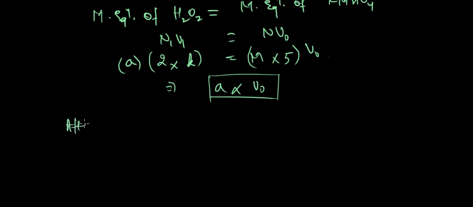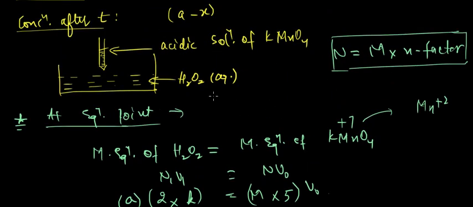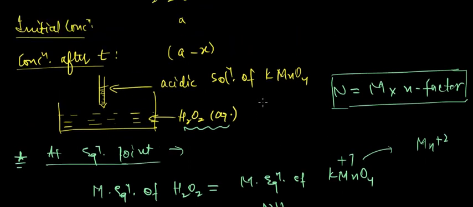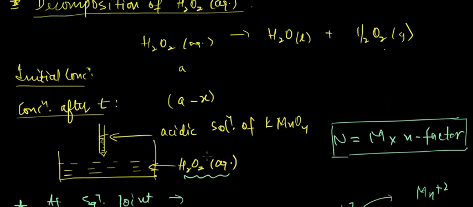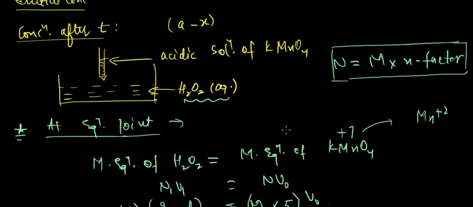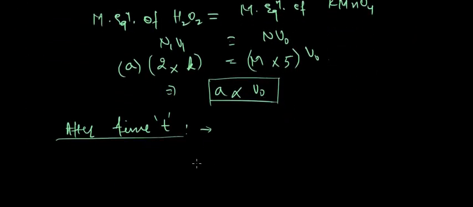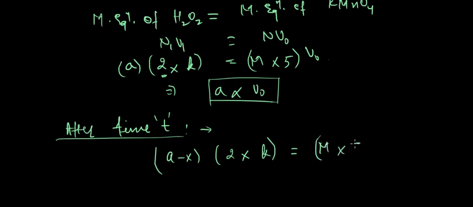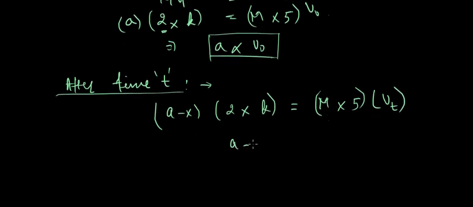So after time t, what can we write? After time t, this was the initial mixture. Now this H2O2 decomposes into H2O liquid plus half O2. So after time t, less concentration of H2O2 would be present in the aqueous solution. So we can write after time t, A minus X times 2 into some volume K would be equal to the molarity of KMnO4 into n factor times, let's say, Vt, the volume required at this point of time. So A minus X is proportional to Vt.